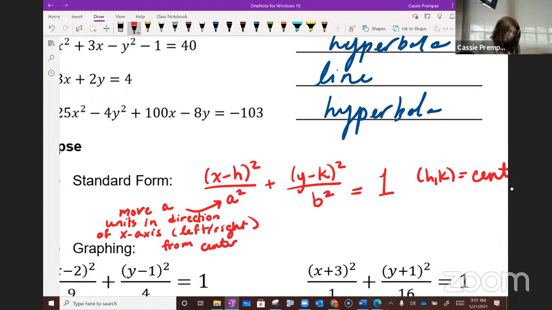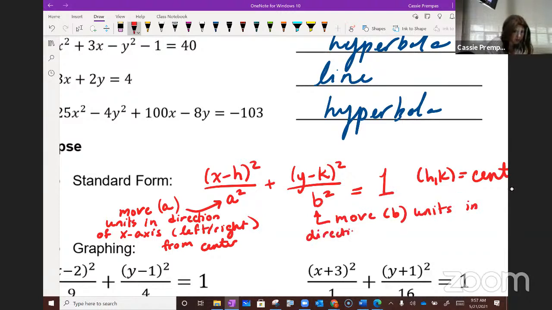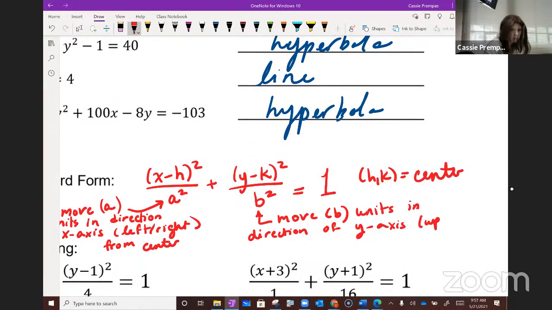So that's move a units in the direction of the x-axis. The b value is going to tell you to move b units in the direction of the y-axis, up and down from the center. So go ahead and write it, and then we'll look at an example of what that looks like. So we're going to move b units in the direction of the y-axis, which would mean up and down from the center.